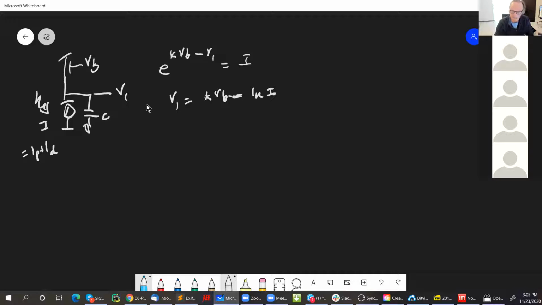Because we're dimensionless. So now if we want to change that back and put in the dimensions, the volts are okay, but we have to divide by some I0 here. Let me rewrite it here. When we add back in UT and I0, it looks like this: V1 equals kappa VB minus UT natural log of I over I0.